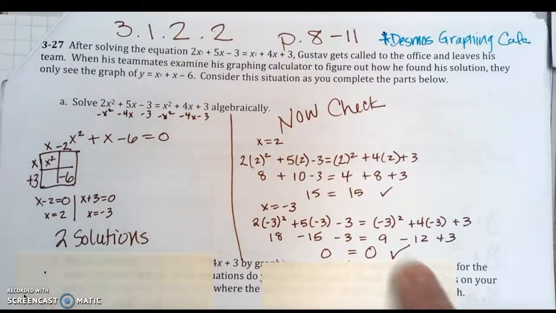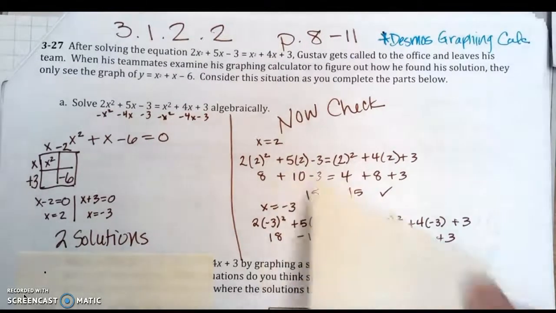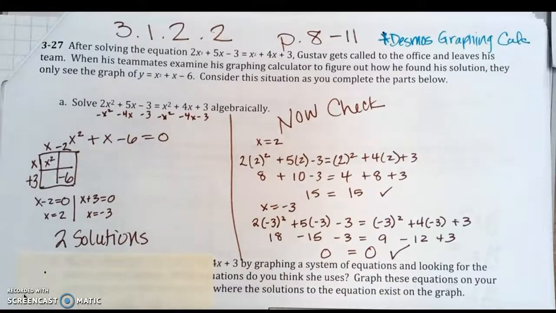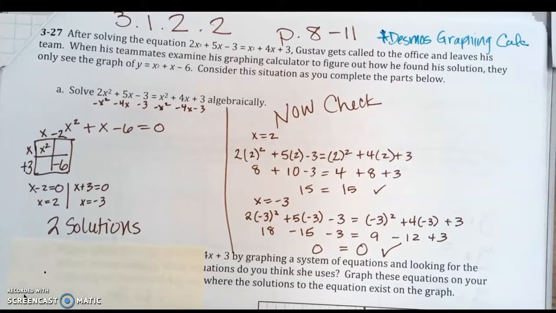And then on the right side, after we plug in our negative 3, squared is 9. 4 times negative 3 is negative 12. So 9 minus 12 would be negative 3. Negative 3 plus 3 is 0. We like both answers. Okay? Both of them are good. No extraneous solutions on this one. Any questions so far on part A? We're good? All right, awesome.